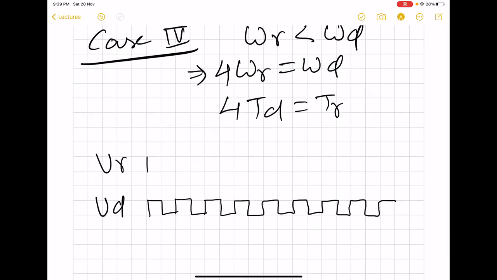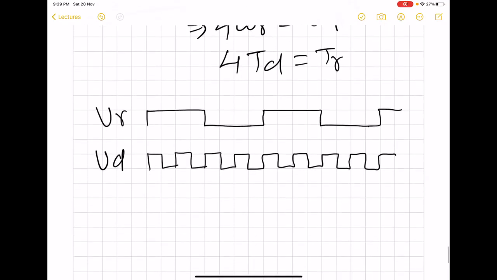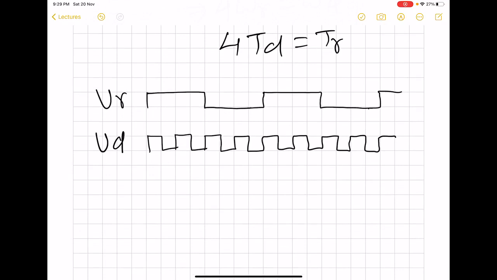And Vr is 4 times. So we have this type of waveform for Vr. So now let us see what will be QR and QD for this case, and what will be their difference, and how this PFD will allow, along with the VCO, to minimize this frequency error.